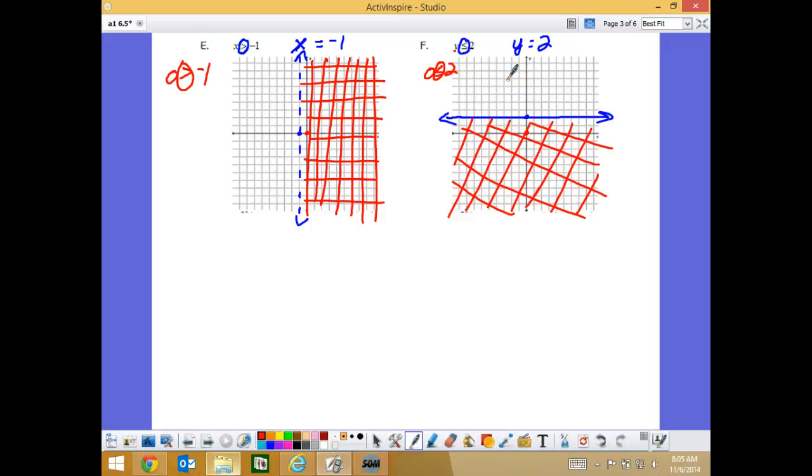In the next video, we're going to go backwards. We're going to take a look at a graph and come up with the linear inequality that that graph describes.